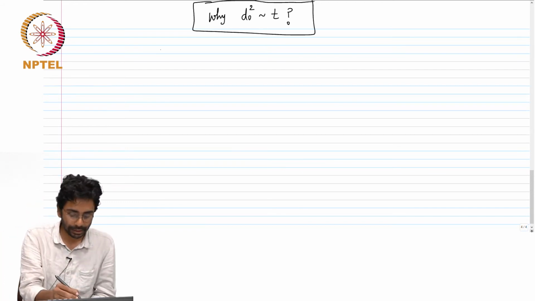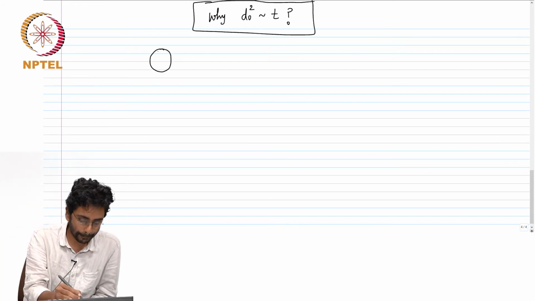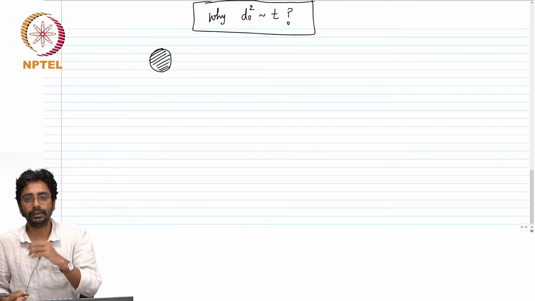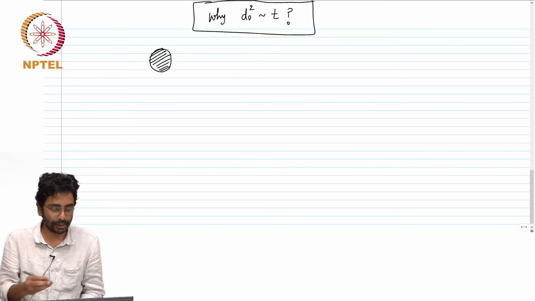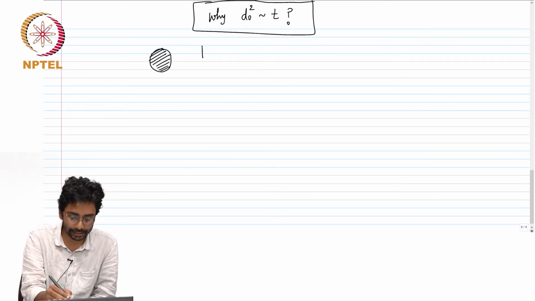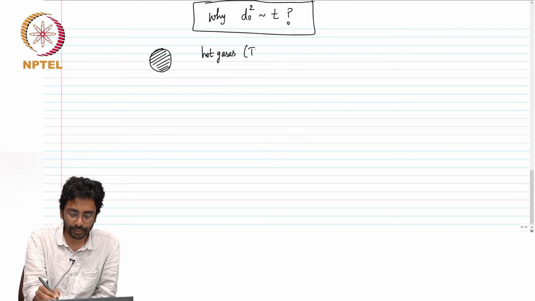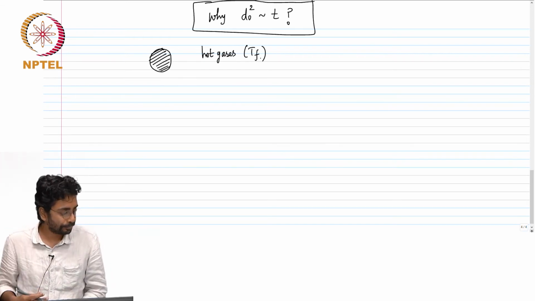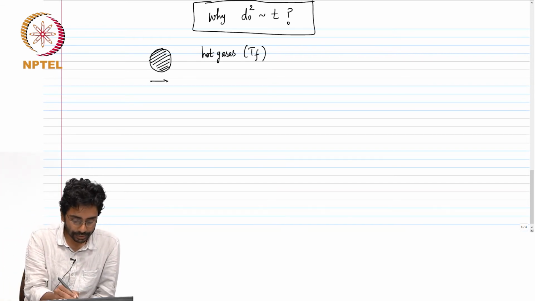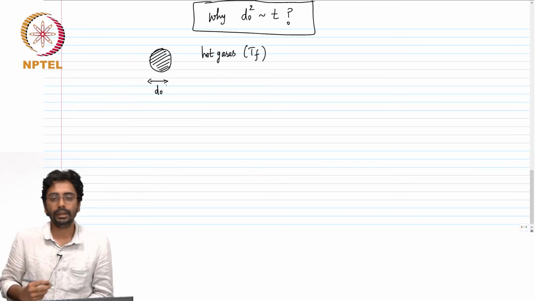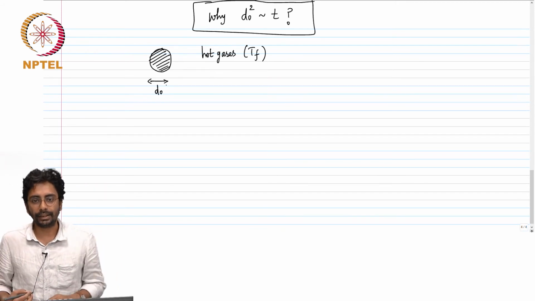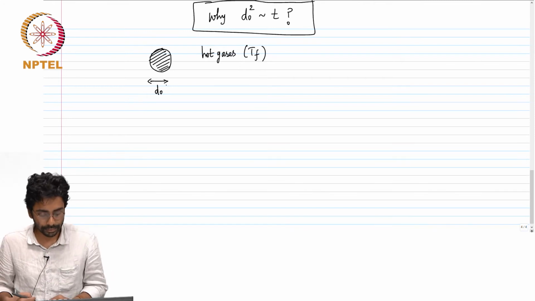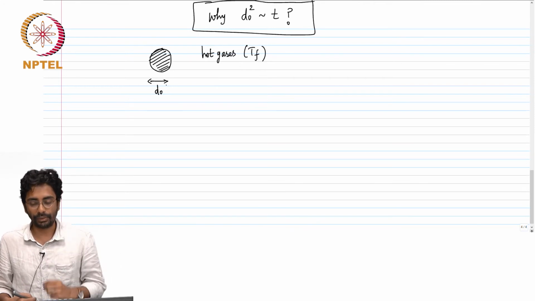What happens to it? Let us say this is our ethanol droplet. It is flowing, it is inside a combustion chamber, and therefore it is surrounded by hot gases at a very high temperature, let us say at combustion temperatures Tf. Okay. Let us say the droplet diameter is d0. The droplet is injected, let us say at 30 degrees Celsius or 25 degrees Celsius. It enters the combustion chamber.